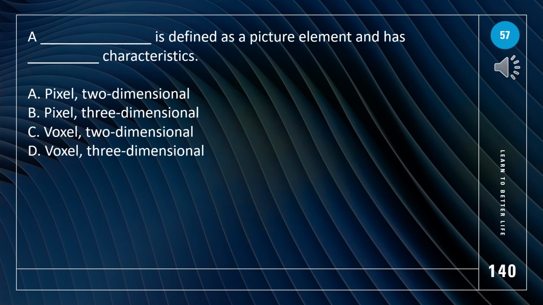A what is defined as a picture element and has what characteristics? A. Pixel, 2-dimensional. B. Pixel, 3-dimensional. C. Voxel, 2-dimensional. D. Voxel, 3-dimensional. The answer is A. Pixel, 2-dimensional.